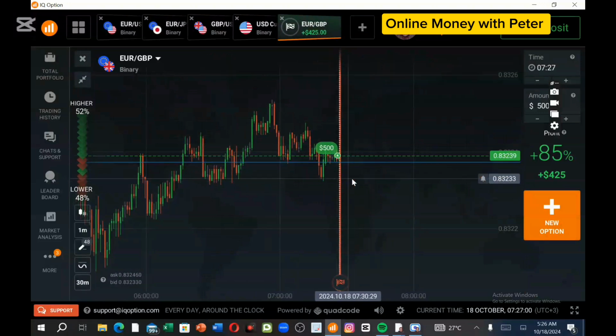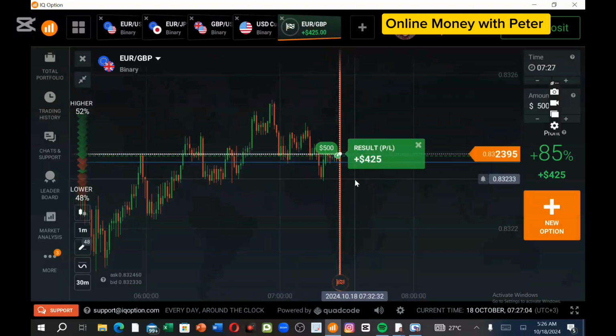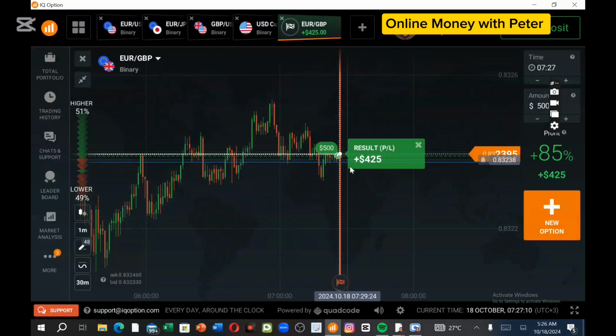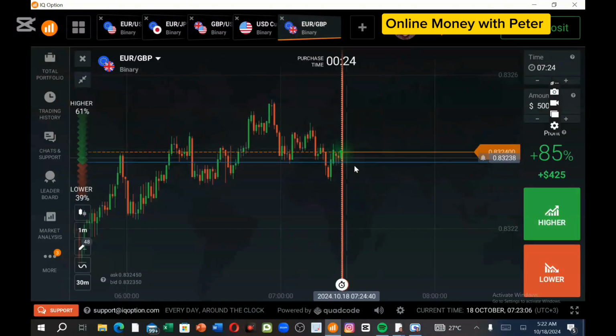Okay, so I've won this trade again, right? You see, the sellers here are very, very strong. They want to push the price down here, but the sellers are not as strong as the buyers. So that's why it's actually going up.